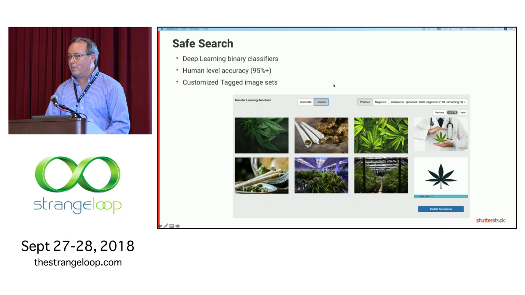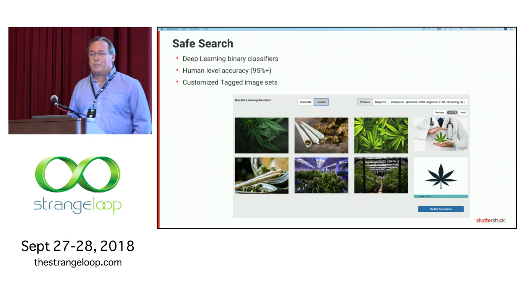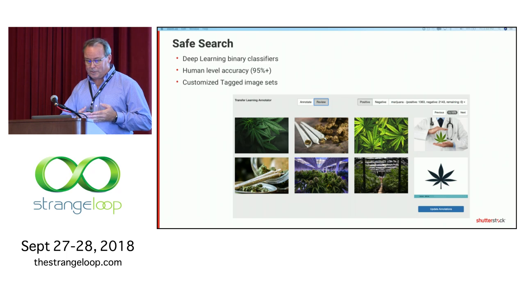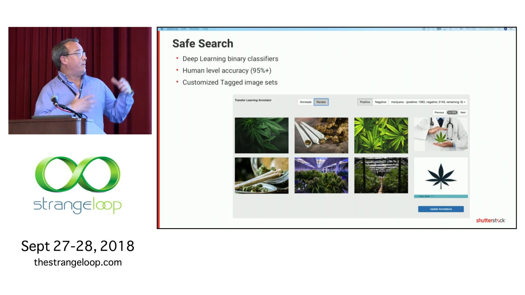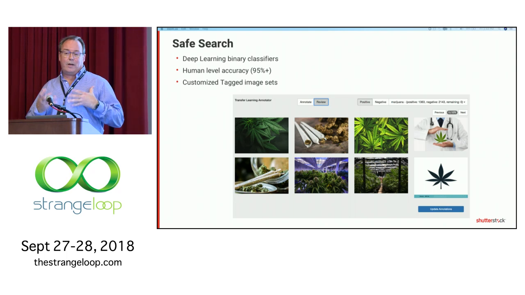What type of products do we work on? This is one, safe search. It's becoming an important topic, which is maybe you don't want to show guns, maybe you don't want to show violence in your results, maybe you don't want to show nudity, maybe you don't want to show marijuana for some reason, maybe you don't want to show drugs. You have to define what that is.